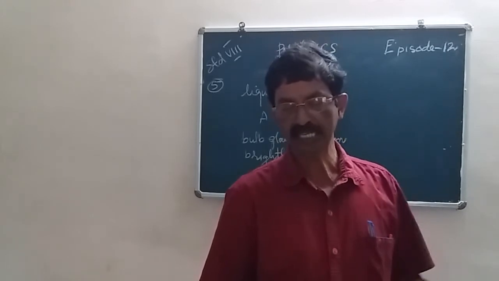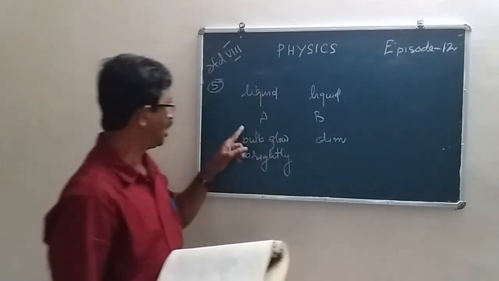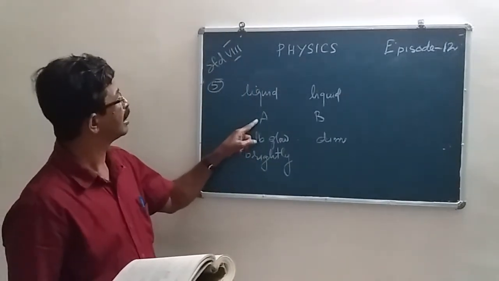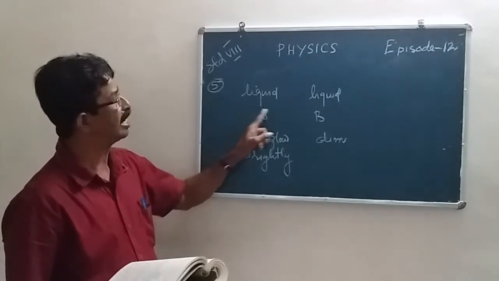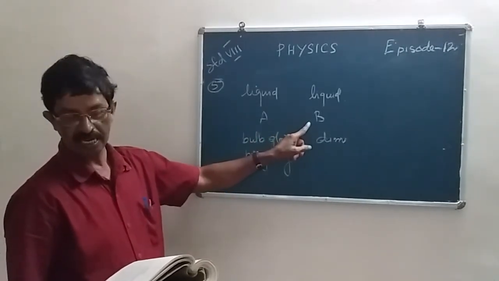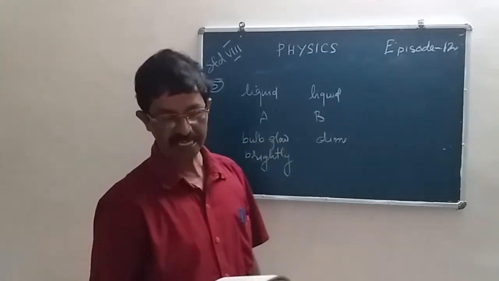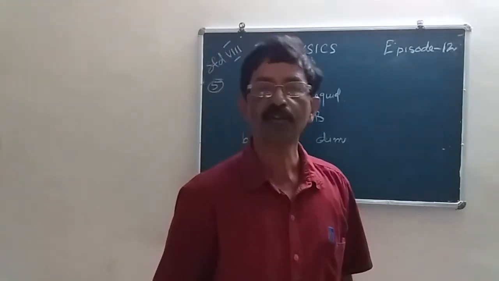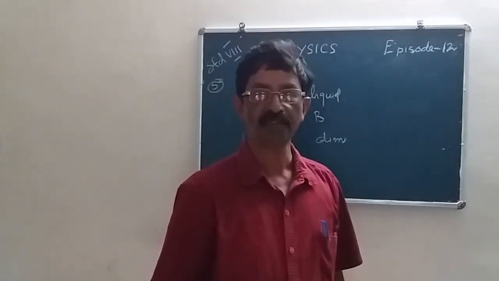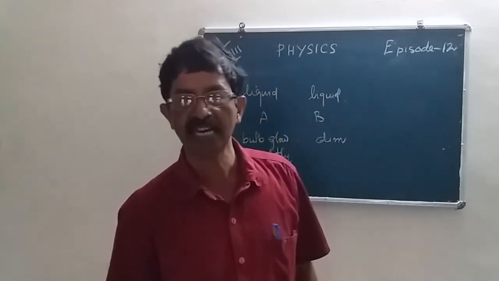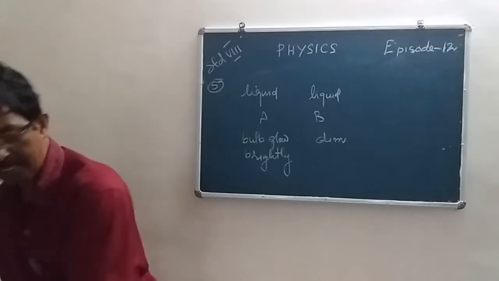Now here, among the four answers, the first one is: the bulb in liquid A glows brightly, meaning that is a good conductor, and this liquid B is not so good a conductor. So the answer is liquid A is a better conductor than liquid B. Now we can go to the next question.